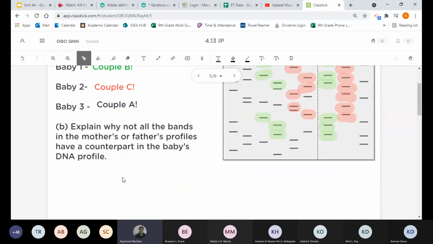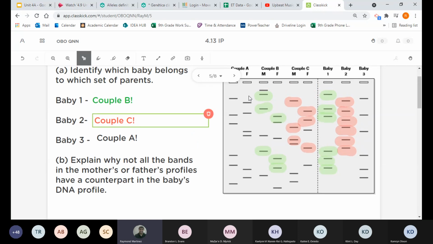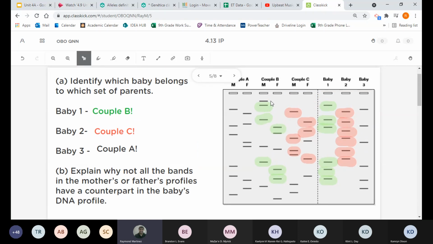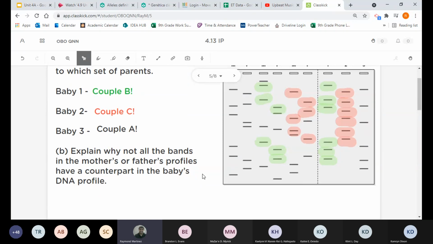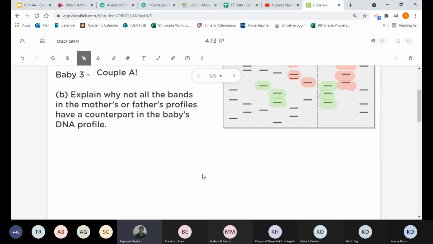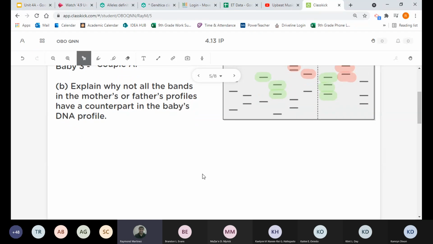Okay, explain why not all the bands in the mother's or father's profiles have a counterpart in the baby's DNA profile. What does that mean? Let's take baby one. So here we had mom and dad. Mom has a gene up here above the baby one, right? Same thing down here. There wasn't one there. Same thing with dad. There's not that one there, right? There's a big old blank space here. So these two genes are not present there. So the question is saying, why do you see genes in the parents that are not present in the babies? So in the chat box, let me know, why is there a difference between mom's DNA, dad's DNA, and baby's DNA?